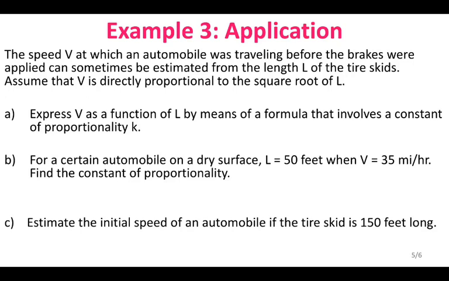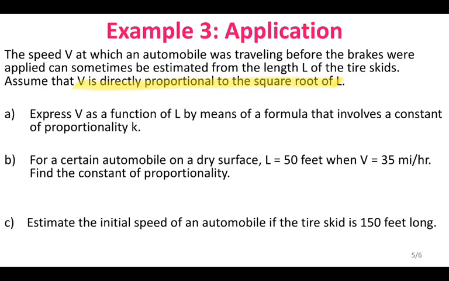The next thing we're going to look at is variation problems within an application, so essentially word problems. So the speed v at which an automobile was traveling before the brakes were applied can sometimes be estimated from the length L of the tire skids. Assume that v is directly proportional to the square root of L. So part A says to express v as a function of L by means of a formula that involves a constant of proportionality k. So we just want to write the model.